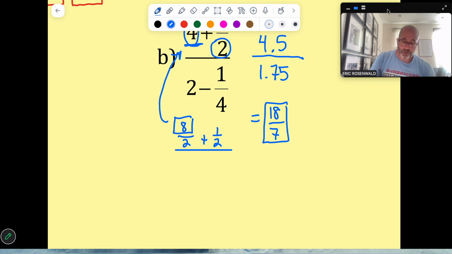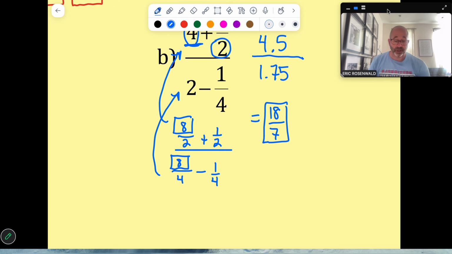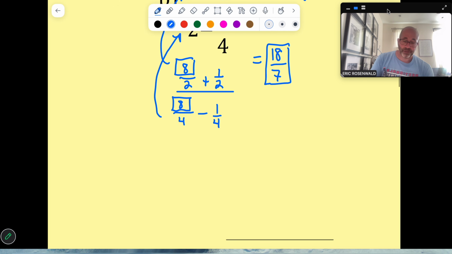On the bottom, to work with this 1/4 that's right here, we need this to be a 4 on the bottom so my fractions can work together. And I need to know what number divided by 4 is going to equal 2. Well, the number that's going to be divided by 4 that's going to equal 2 is going to be 8. 8 divided by 4 is equal to 2. If we continue simplifying this, we're going to have on the top 8 halves plus 1 half is 9 halves. 8 fourths minus 1 fourth is 7 fourths.